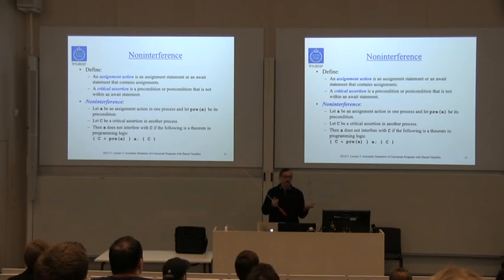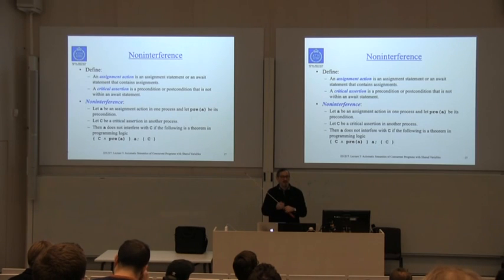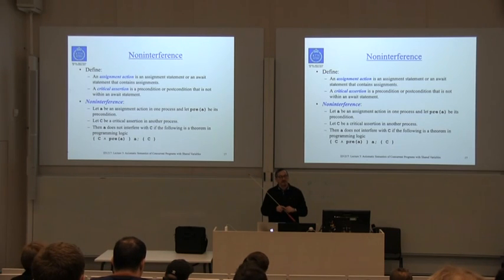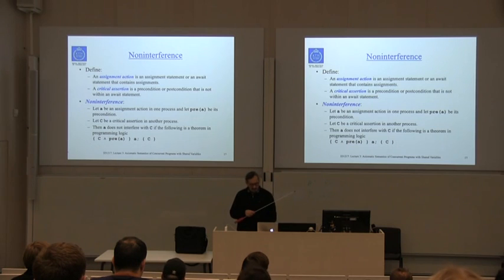So interference you can think of as thread interaction, but in the wrong way. Of course threads interact with shared variables, that's what they should do, but if they interact in the wrong way, leading to deadlock or leading to an incorrect result, that means interference. That's what we call interference.